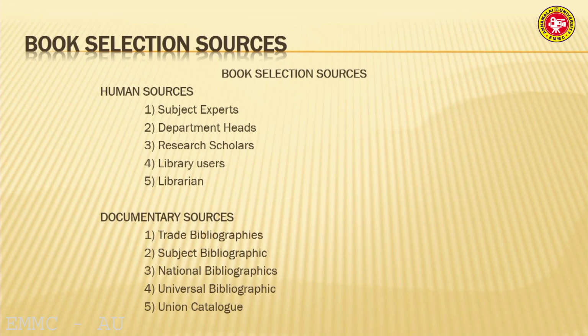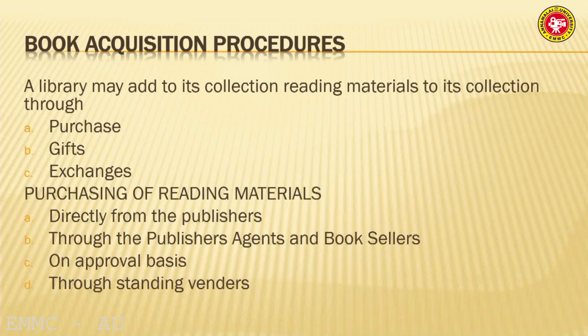So at the time of selecting the material for the library, the librarian should consult both sources, human sources and documentary sources. We have to give preference to both, because some details about the document will be made available from the human sources, and some may be in the documentary sources. So we have to concentrate on both human and documentary sources.